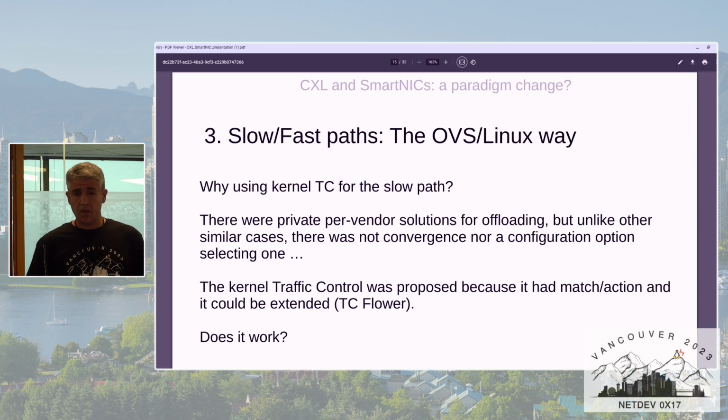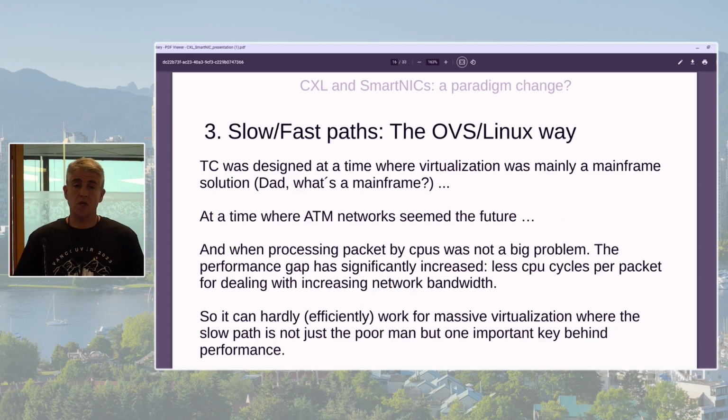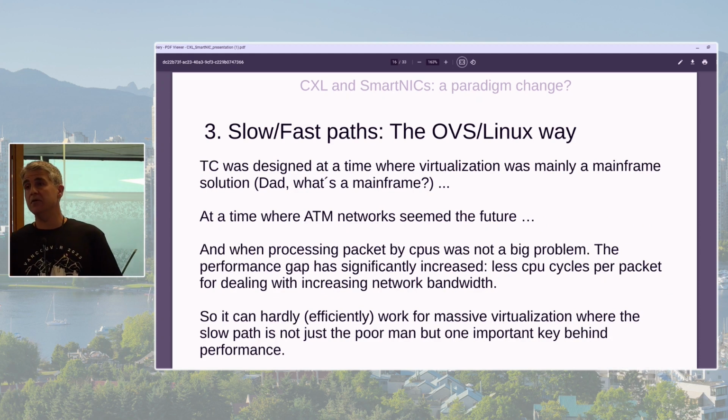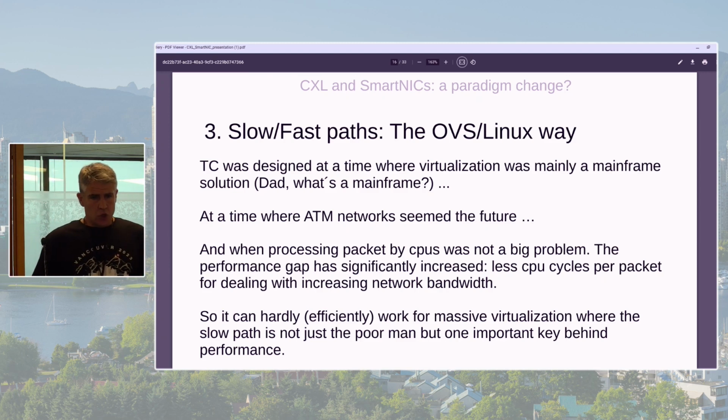So does it work? Well, as I say, I doubt it works. By the way, this is not a critique against TC at all. I think TC plays a role, but it should not be used for this scenario. It requires other, more optimized things, because of this kind of slow path requirement that I'm commenting on.